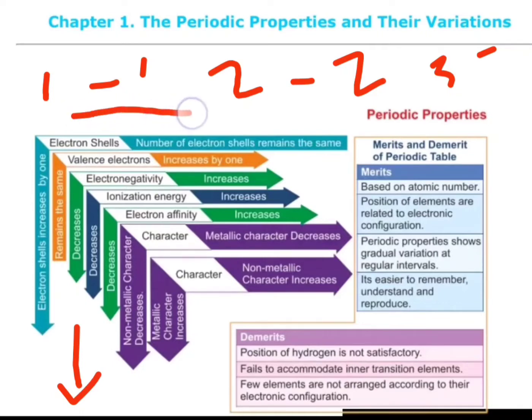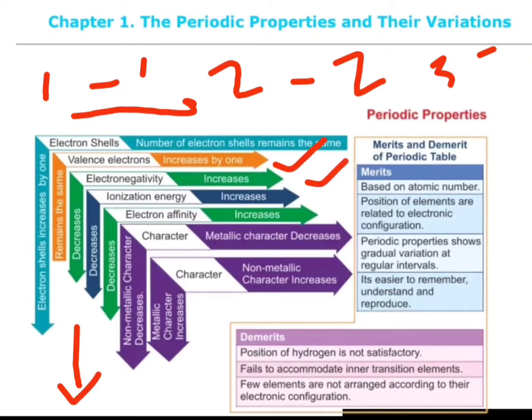While in a period, as we move from left to right, the number of electrons increases in the same cell. With an increasing number of electrons, the number of valence electrons increases one by one. So in groups it will be the same, but in periods it increases one by one.